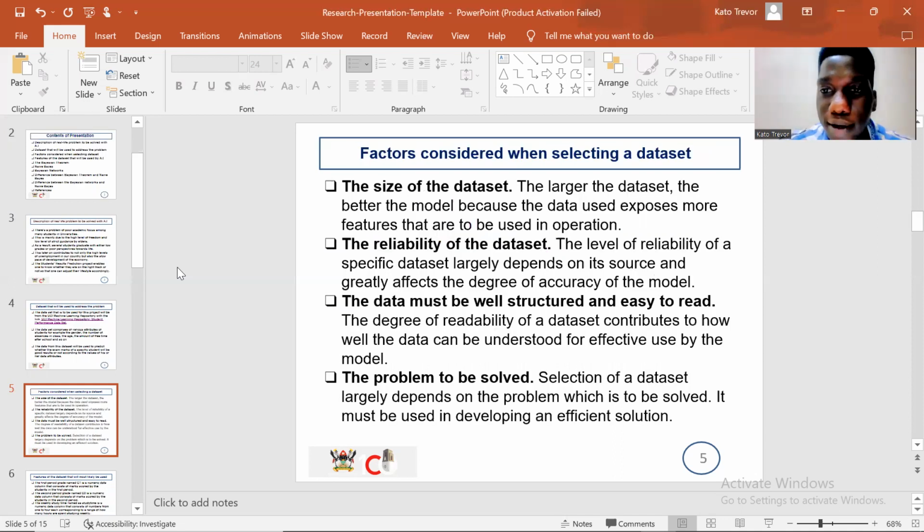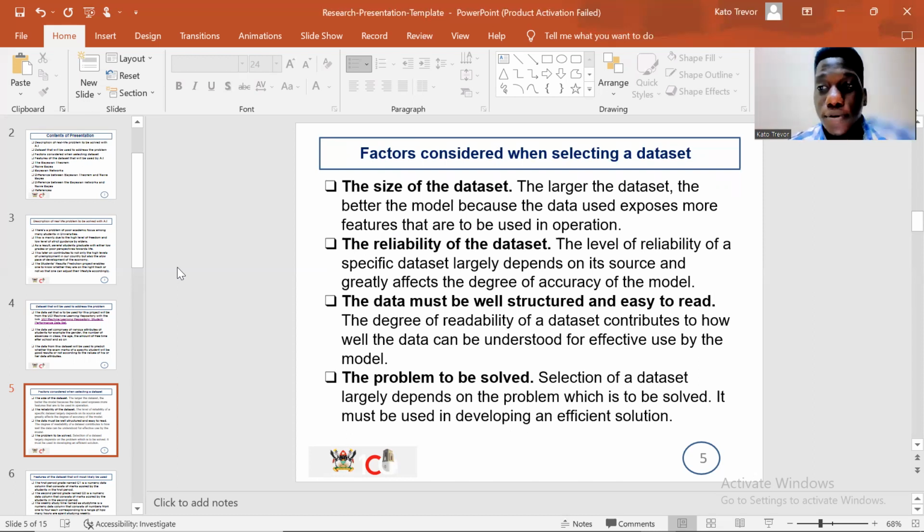The factors that I considered when I was selecting the data set were, first, the size of the data set. I believe that the larger the data, the more you explore from the data, the more the algorithm gets to learn, and the more efficient its operation is. Second, the reliability of the data set. Reliability greatly depends on the source where you got the data set from, and it will also affect the accuracy of your project. Also, the data must be well structured and easy to read. This can lead to easy usability of the data, not only by the algorithm, but also by the creator of the algorithm.